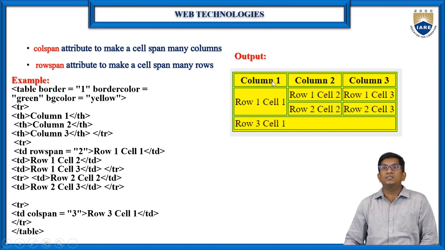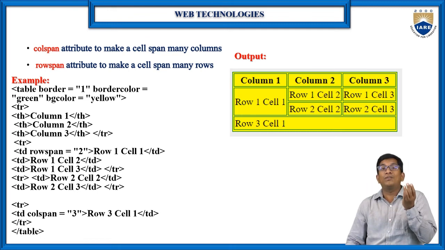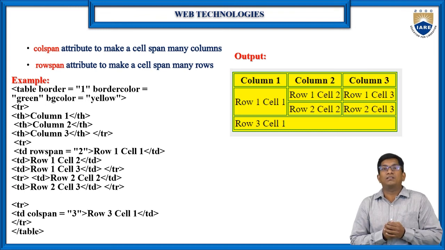Then it will merge these 3 columns into a single cell. So that is the use of colspan and rowspan. One of the examples is timetables. If you want to display the labs, suppose we have labs of 3 classes, and you want to merge the 3 columns, then you have to use colspan.